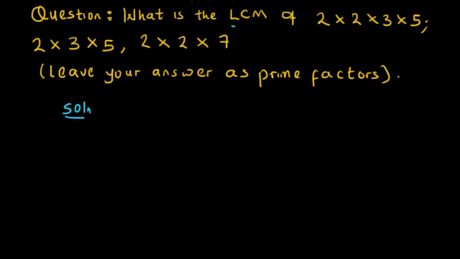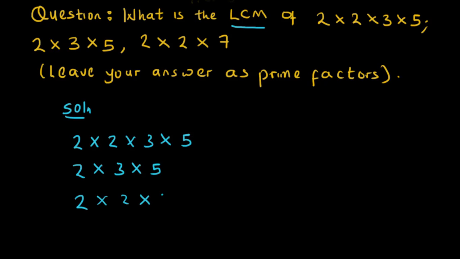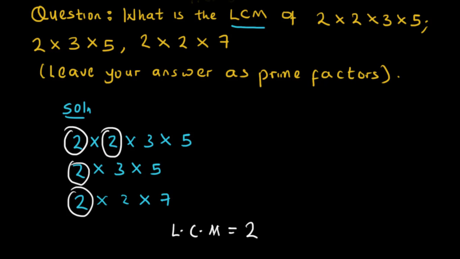Now to find the LCM, lowest common multiple, of these three values, all we need to do is to write them out. So we have 2 times 2 times 3 times 5, then 2 times 3 times 5, then 2 times 2 times 7. You need to listen attentively because this is a little bit different from how we calculate the highest common factor. 2 is common here, here, and here, so LCM equals 2. We have 2 here and 2 here, so we pick 2.